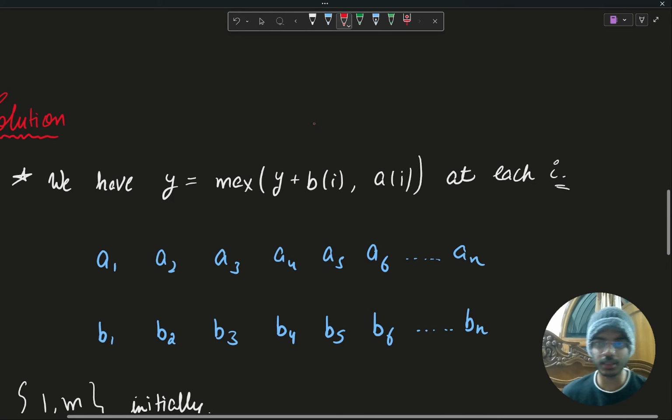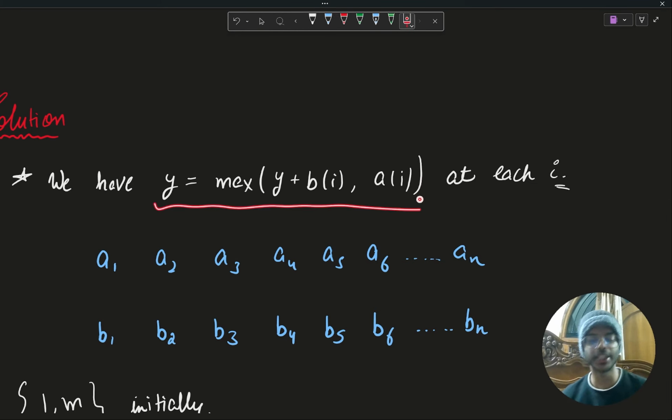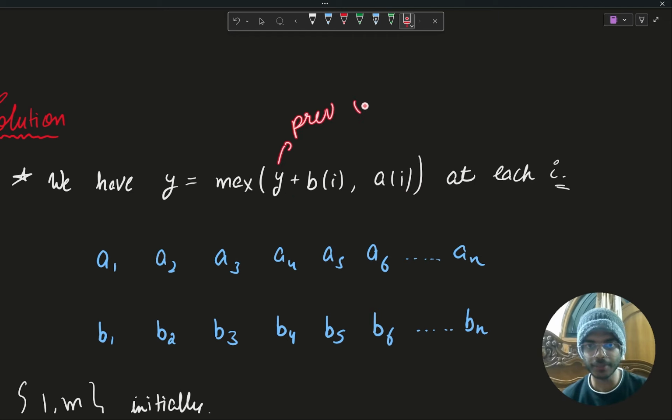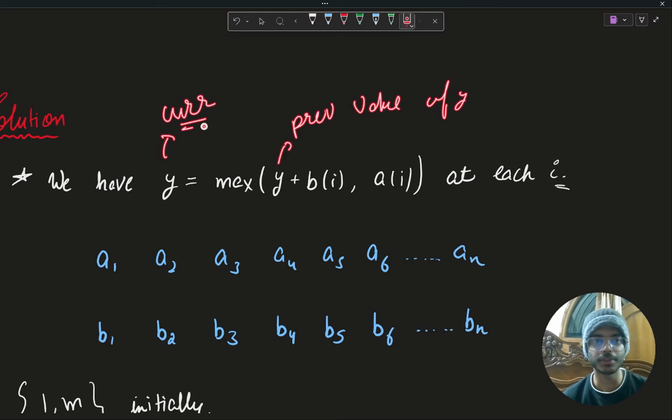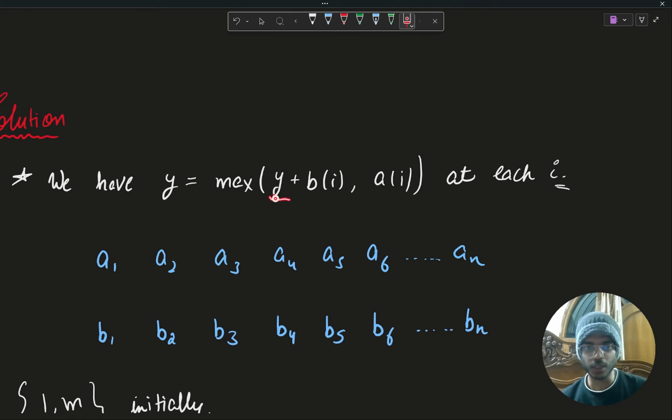So let us look a bit more carefully at this statement first. We're given y is equal to max of y plus b of i comma a of i. Can we say that this y is the previous value of y and this is our new current value of y? So the previous value plus some non-negative number, which is greater than or equal to 0. Either this would be added or a of i would be added, and we're just putting it equal to the max of these two values.